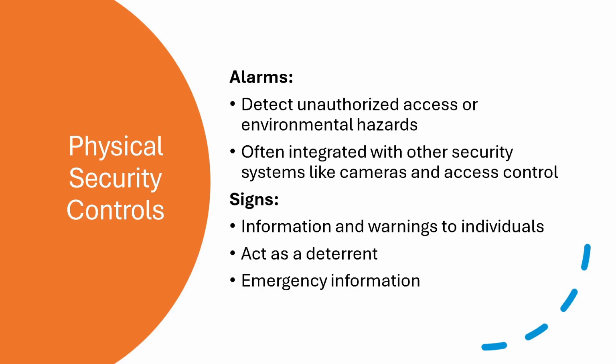Alarms. Alarms can detect unauthorized access or environmental hazards and alert the employees accordingly. Signs. Signs provide clear information and warnings to individuals about security policies, restricted areas, and safety procedures. Signs can also be used as a deterrent for any insider threats and people who want to gain unauthorized access. Signs can also be used to convey emergency information.